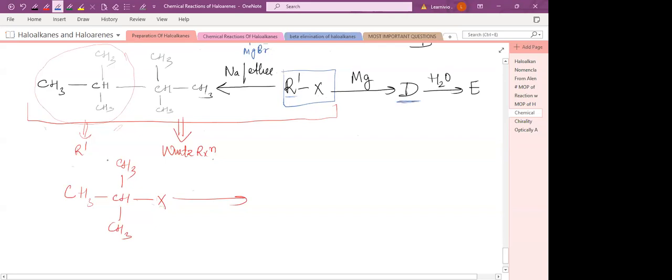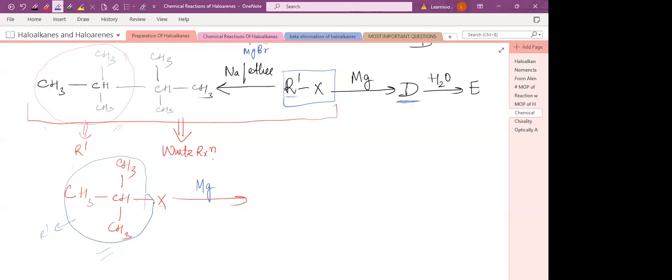So R dash is this: CH3, CH, CH3, CH3. This is your R dash. Now, when you treat this reactant with magnesium metal, what will happen? Again, you will get the Grignard reagent. This is your alkyl group, right? Suppose this is your R dash, the alkyl group, and this is your X. So this is your alkyl halide. When an alkyl halide is treated with magnesium metal, you will get the Grignard reagent.